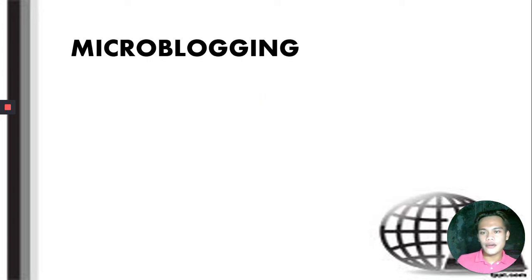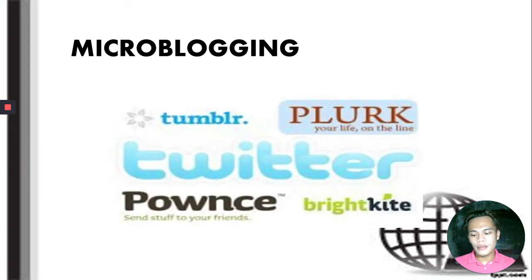Next one is microblogging. Microblogging focuses on short updates from the user. For example, I'm the user and I want to post something about myself, about what's happening in my environment. I can post on these applications or websites to update what's happening to me. Basically, the most commonly used are Twitter and Tumblr.